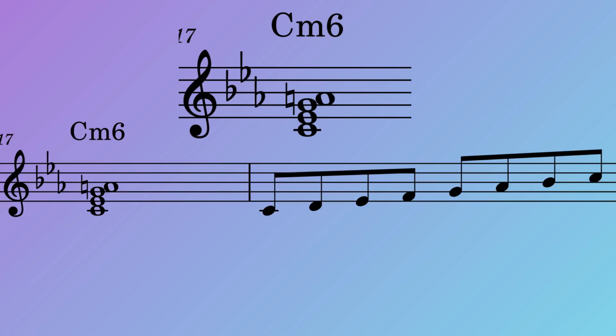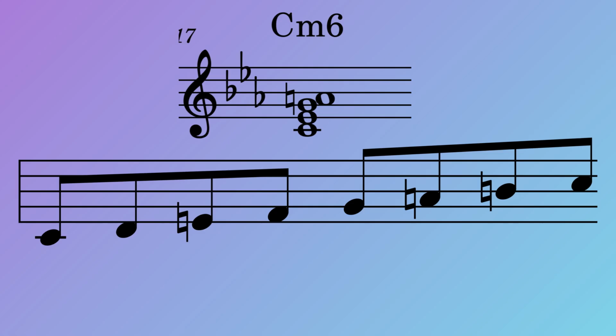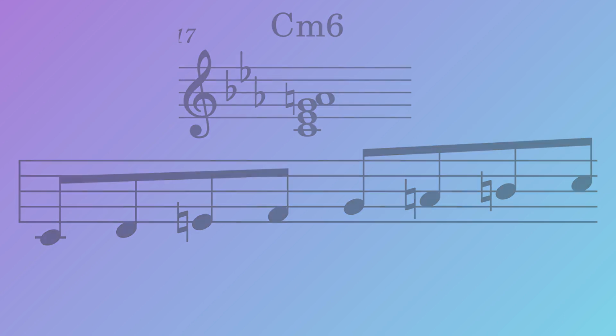Take C minor 6. The notes of this chord are C, E flat, G, A natural. A natural? That's not part of the C minor scale. No, but it is part of the C major scale. Be sure to reference the major scale of whatever the root of your chord is. I hope that's enough explaining.